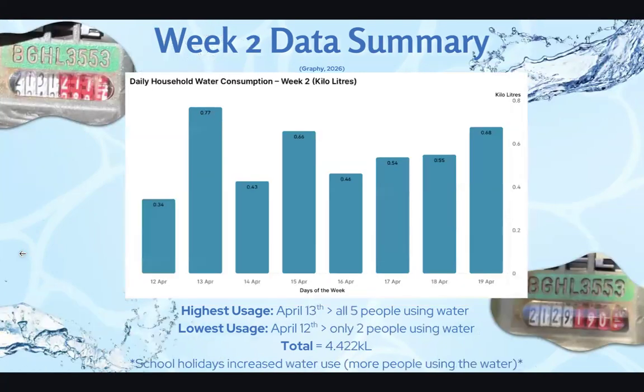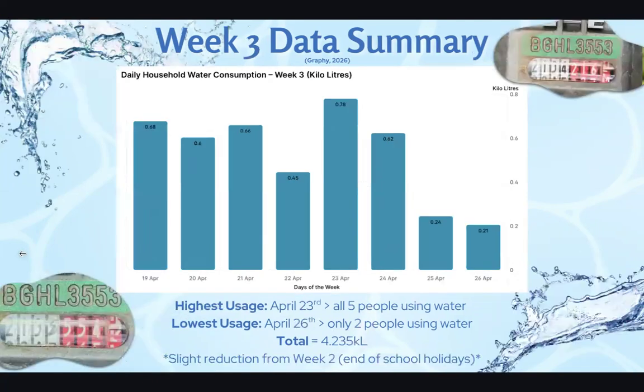Week 2 data showed increased water use during the school holidays as many more family members were home. April 13th and 19th saw the highest daily use, 0.769 and 0.677 kiloliters, with all 5 family members present. Weekly use was about 4.422 kiloliters, higher than week 1. This shows how occupancy and routine affect water use even with sustainable actions.